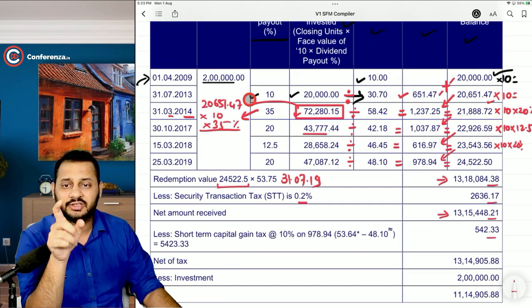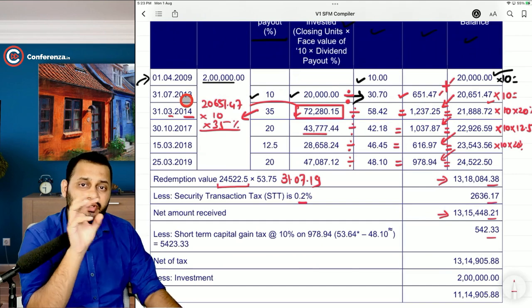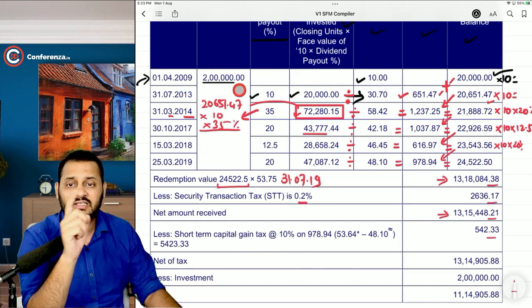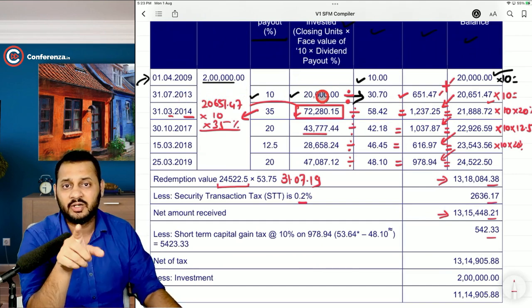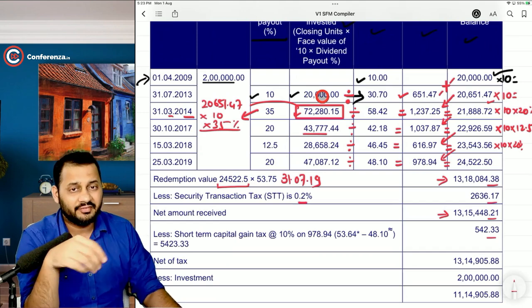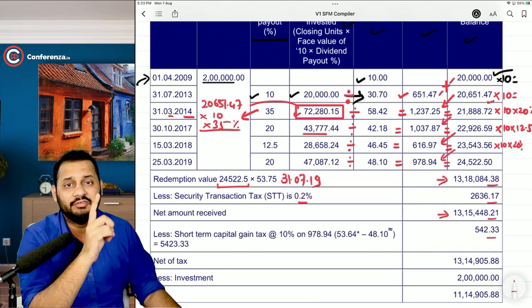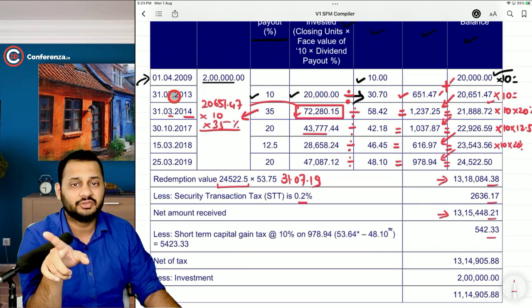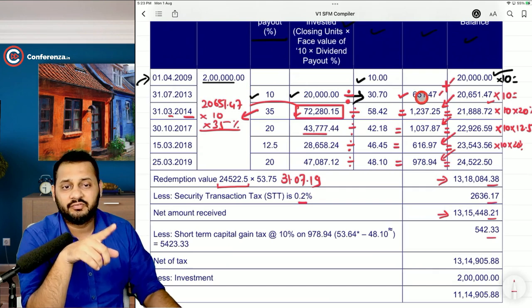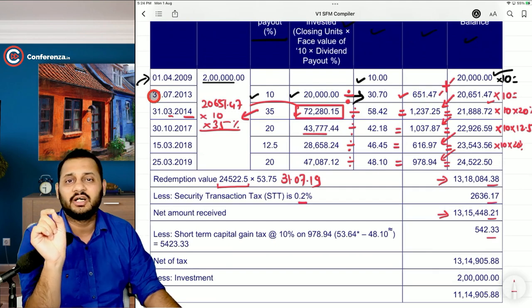651.47 units you purchased on 31st July 2013. Although you didn't purchase with your own money, this will be considered as a purchase date because this was the amount that you were supposed to receive. So even if it didn't touch your hand or your bank account, this is your money which was reinvested back on 31st July 2013. So 651.47 will be deemed to be purchased on July 2013.